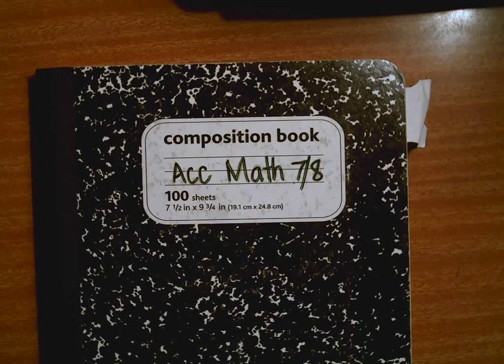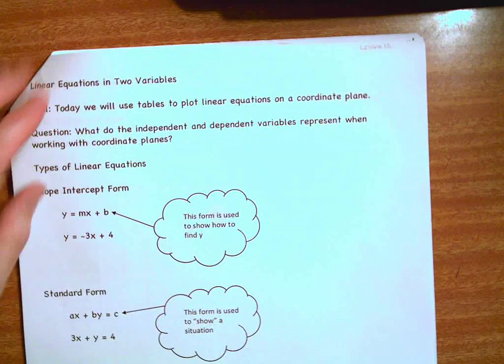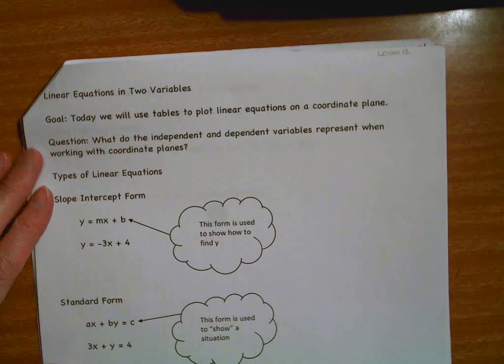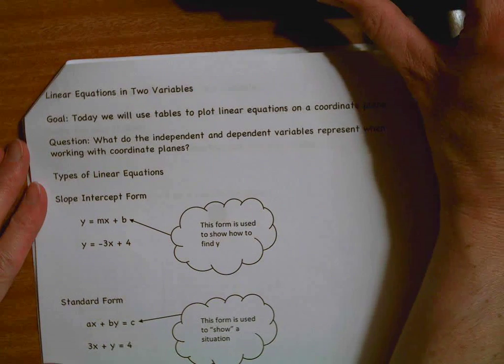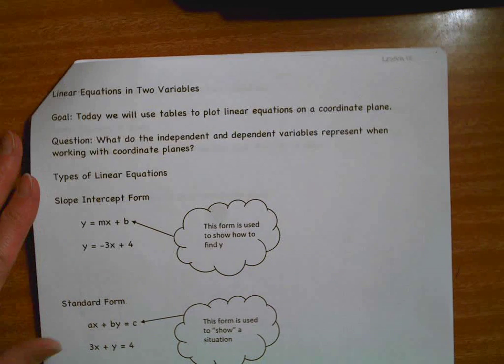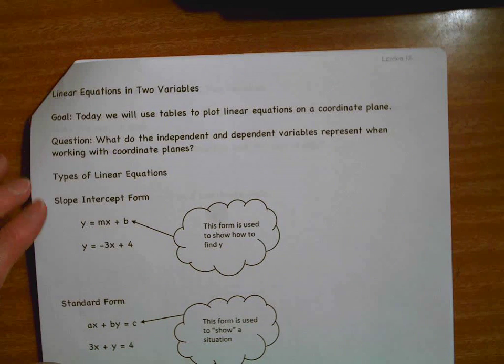Integrated Math 7-8 students, we are working on Module 14, and this is Lesson 12. Lesson 12 is called Linear Equations in Two Variables. Let's make this a little bigger so you can see. Today we will use tables to plot linear equations on a coordinate plane.